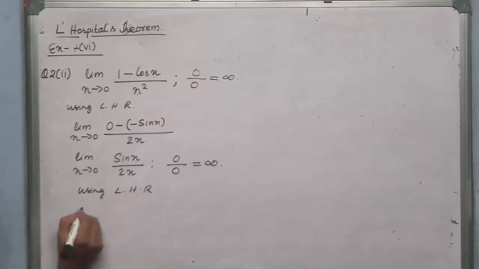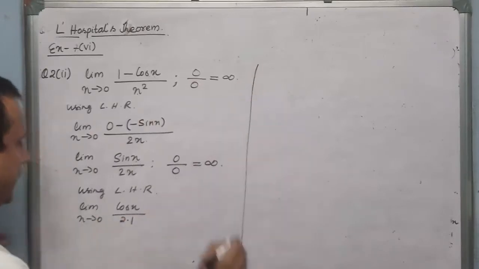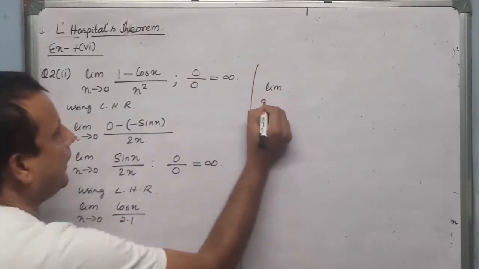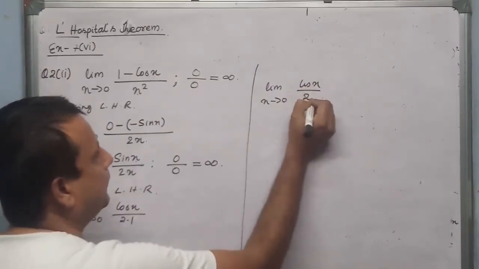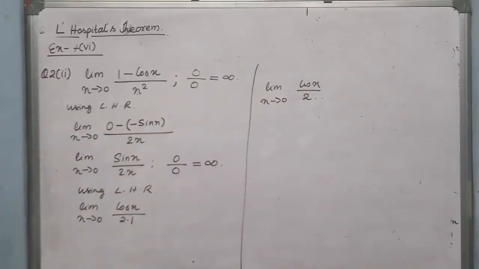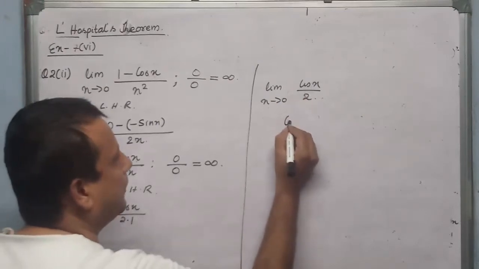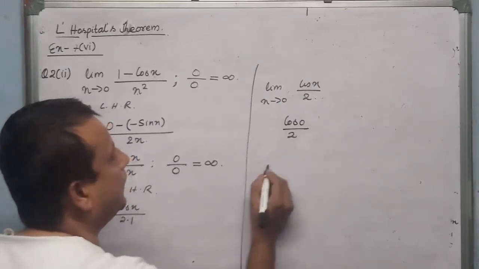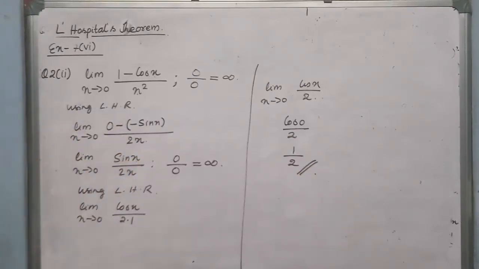L'Hospital's rule. So it will be limit x tends to 0, derivative of sin x is cos x, and derivative of 2x is 2 into 1. Now in this case we have limit x tends to 0, cos x by 2. Now no variables are there in the denominator, and now there is maximum chance to get the answer. Now I'll substitute x tends to 0 here. Cos 0 by 2. Cos 0 is 1. Answer is 1 by 2.